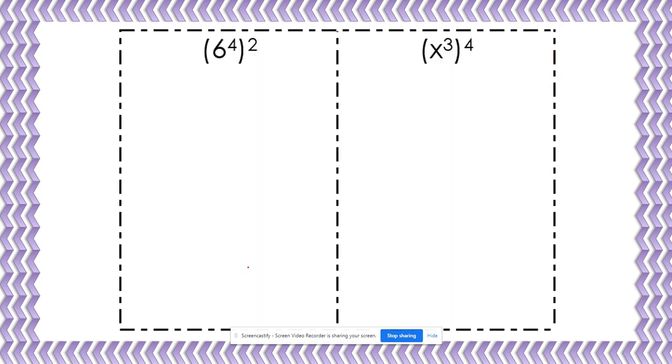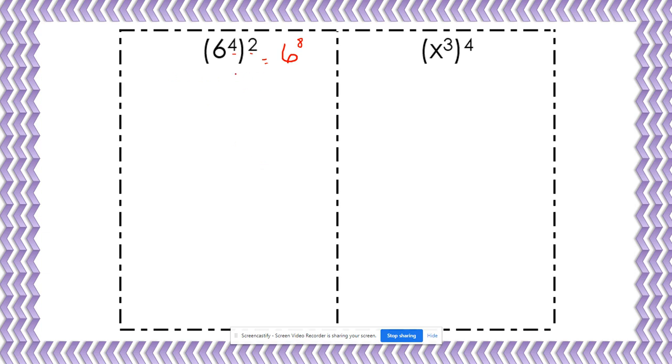So let's look at some examples. This example is 6 to the 4th power raised to the 2nd power. Because I'm raising one power to another, I know that I can take this 4 and this 2 and multiply them. 4 times 2 would give me 8. So I would keep my base of 6 and I would have an exponent of 8.